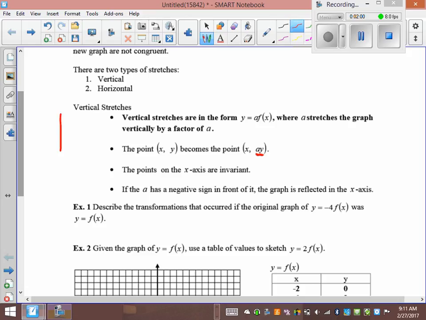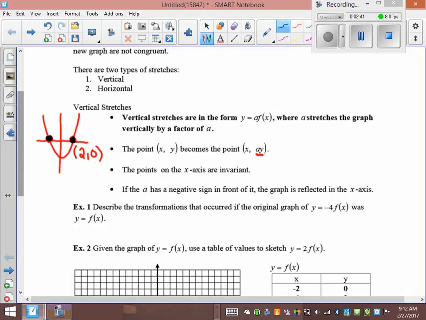Why would that be? If I had a graph like this, why are these points not going to change? Why are they going to remain the same, which means invariant? This point here, let's say it's (2, 0). Why would it stay (2, 0)? Our mapping is (x, y) becomes (x, ay). So we're technically keeping the x the same. This would stay at 2. And then we're multiplying this by something, right? When you multiply 0 by something, what does it stay? 0. So the invariant points are on the x-axis when we only have a vertical stretch.